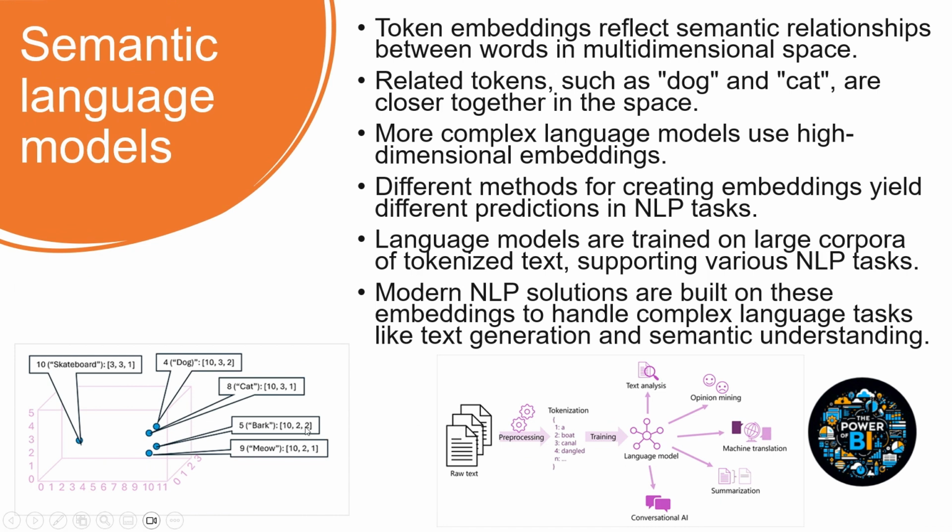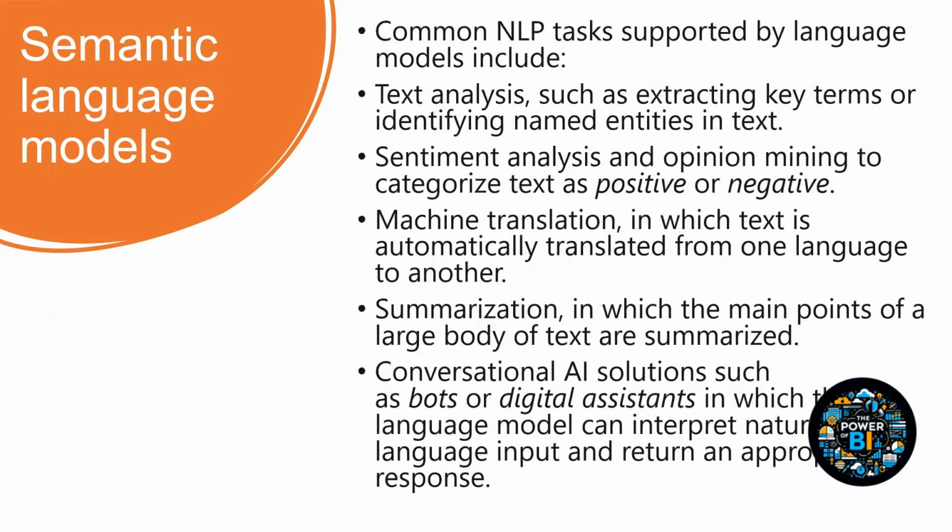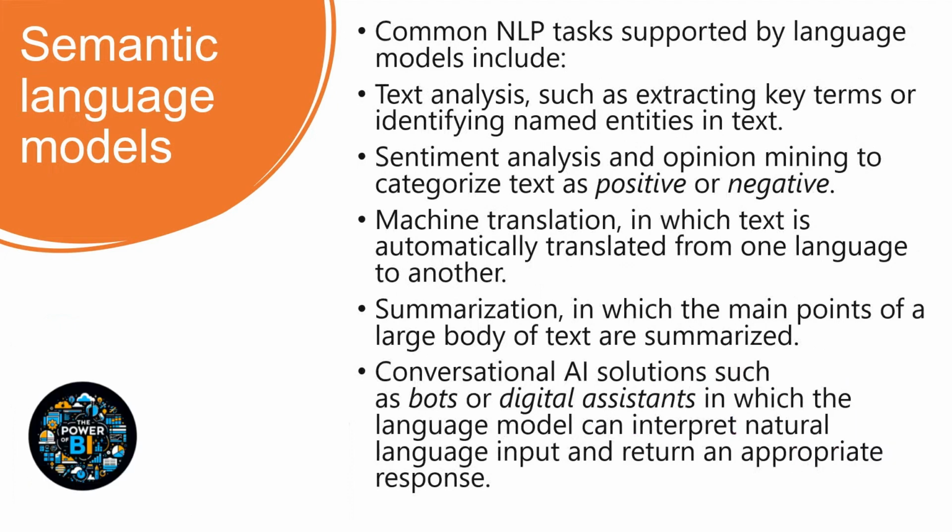So how this works: the overall language model gets raw text, pre-processes it to tokenize, and then trains the model related to text analysis or conversational AI. Then we can get results such as summarization, machine translation, or opinion mining. The Azure AI Language service gives text analysis, as mentioned, sentiment analysis, machine translation, summarization, and conversational AI, such as bots and digital assistants, in which a language model can interpret natural language input and return an appropriate response.